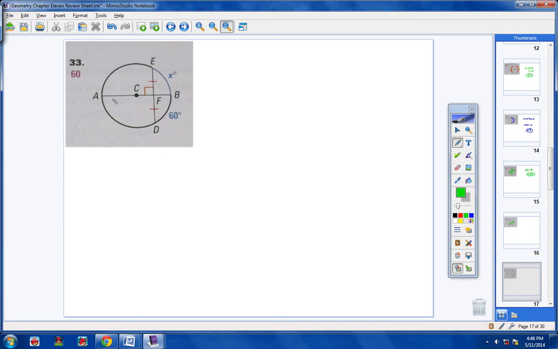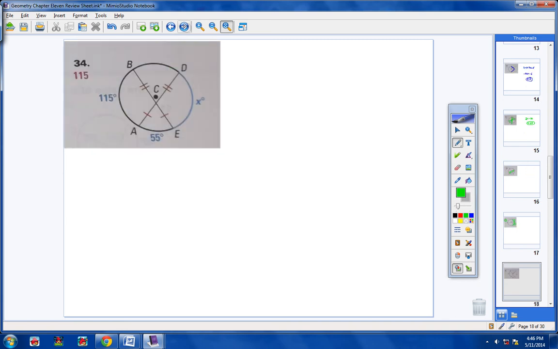So do we have a diameter? Yes. Do we have a chord? Yes. Are they perpendicular? Yes. So the diameter bisects the chord, but it also bisects the arc. That means arc DB is congruent to arc EB. So if DB is 60, then also EB must be 60. Okay, that's number 33. Now number 34. Okay, let's take a look at 34.